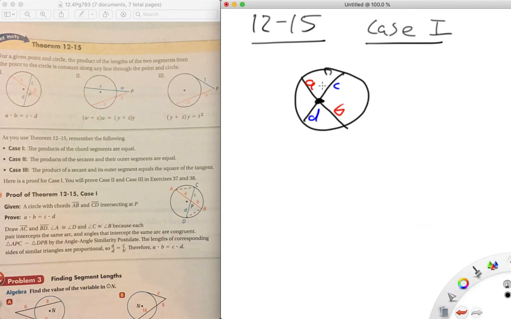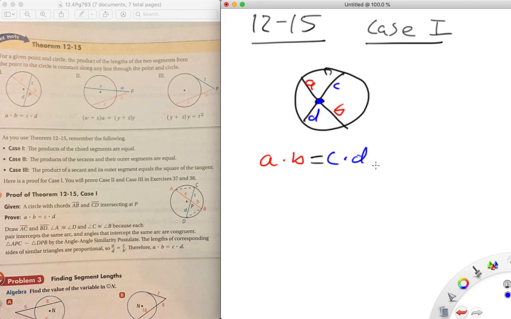I can say that if I multiply A and B, this is the theorem, A times B, that is equal to C times D. So they intercept right here. If I was to multiply A times B, that is going to be equal to the product of C and D, or C times D. These guys are equivalent. Alright, that's case number 1.